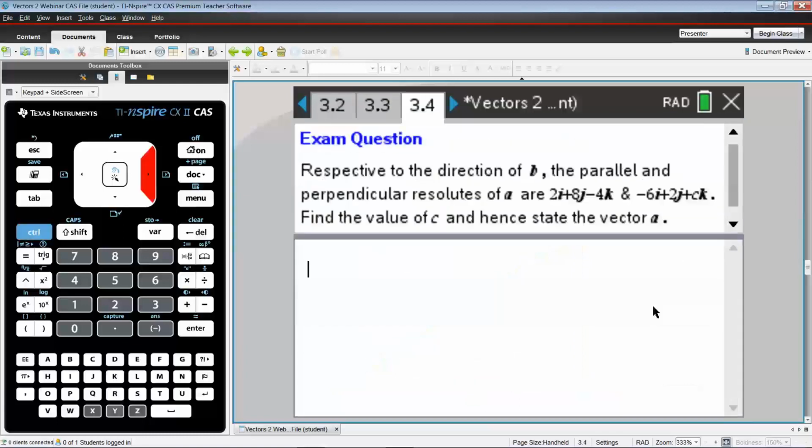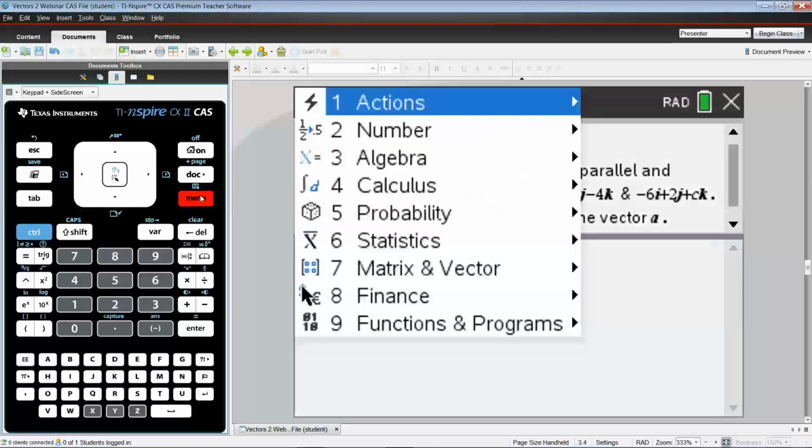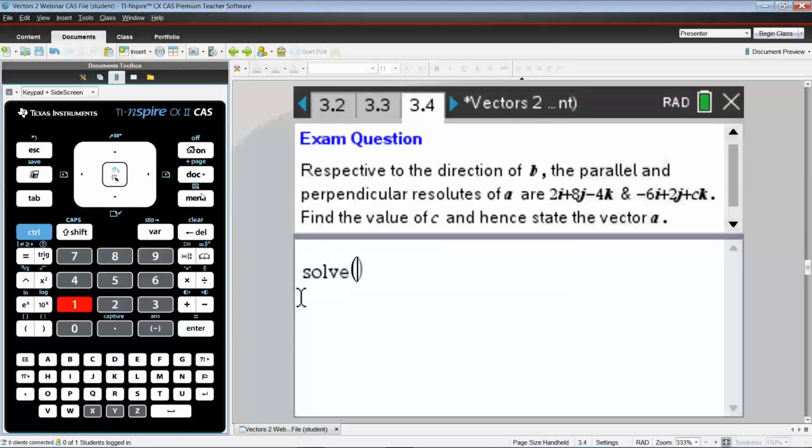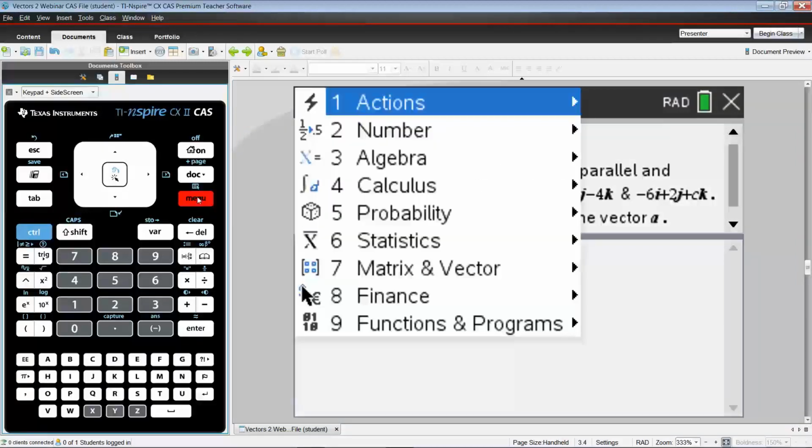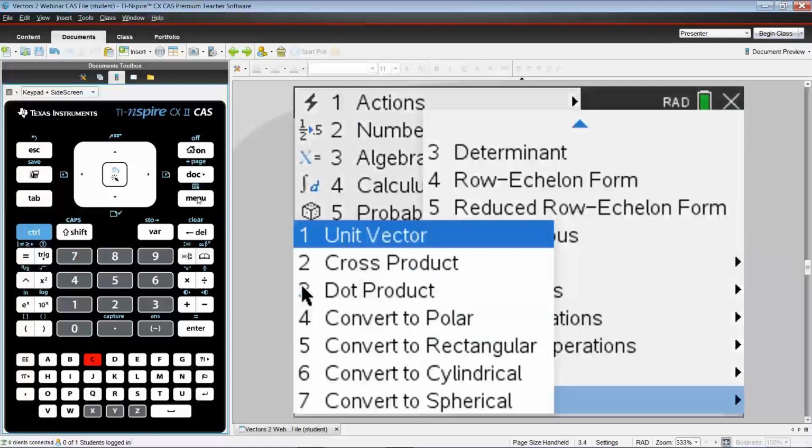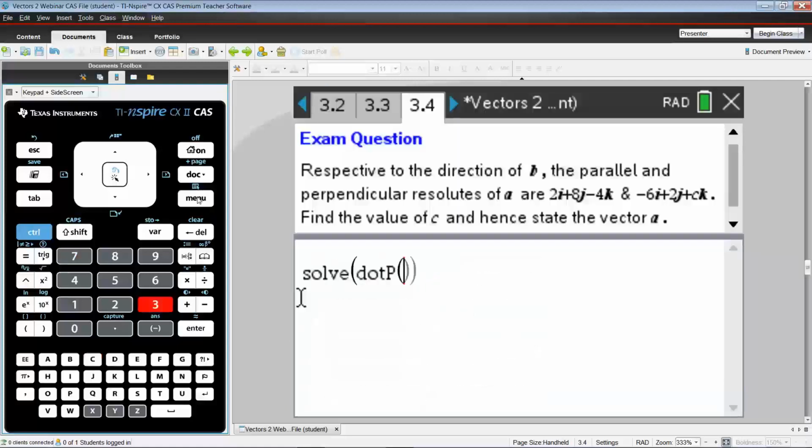Okay, so if these two given vectors are perpendicular, it means that the dot product between them is equal to 0. So let's solve that equation. Menu 3, 1, solve, and dot product. So Menu 7, C, 3, the dot product between these two vectors.